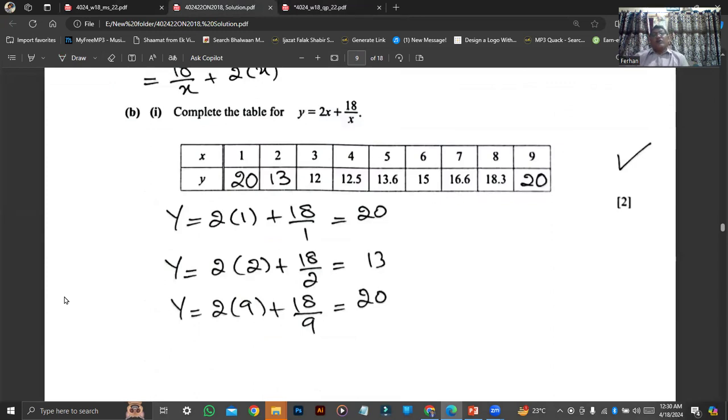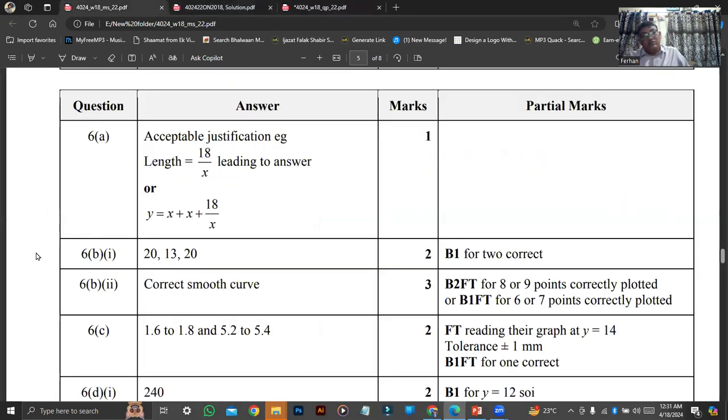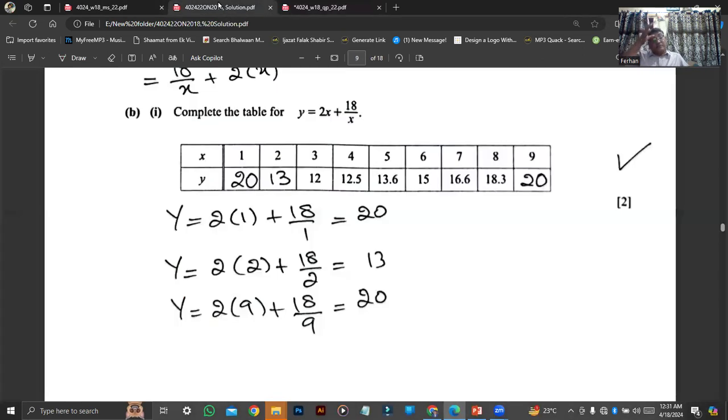So here you can see 2 into 1 plus 18 divided by 1, and that will be equal to 20. So I will write 20 here. Then 2 into 2 plus 18 divided by 2, and that will be 13. So I'll write 13 in this box. Then I will put x as 9. So 2 into 9 plus 18 divided by 9, and that will be 20. So I will write 20 here. 20, 13, and 20. So our answers are right.